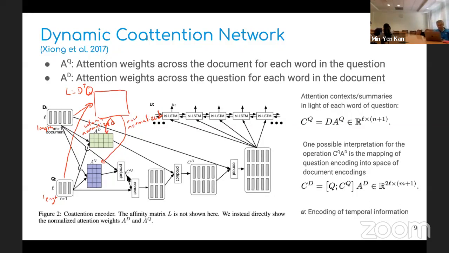It's like an electric circuit. Yeah, it's a little bit complicated. But basically, from what you can read in 2.2, they have this affinity matrix, which is basically the interaction between the document and the question. Then they do normalization with respect to either the question or the document to get the document normalized or the query normalized matrices. And then they're doing the product to get the CQ, right?